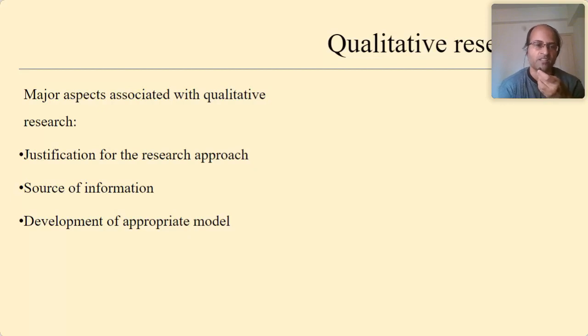So for qualitative research, or for any research, qualitative, quantitative, or mixed, the major aspects associated with these are the three mentioned here. First we need to justify the research approach. Once we justify the research approach, then we talk of from where we got the source of information and how we have obtained the research approach. Based on that, we talk of development of an appropriate model. So all the three aspects we work out one after the other, and I'll explain clearly how they are and what they are.